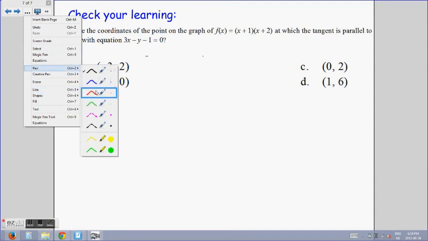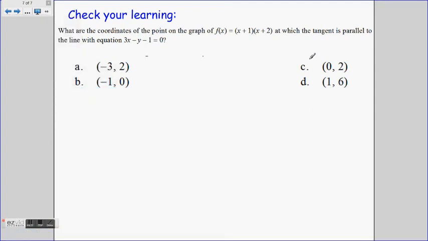Another color pen here. So the answer is C. And that concludes our lesson for today, and we'll see you next time.